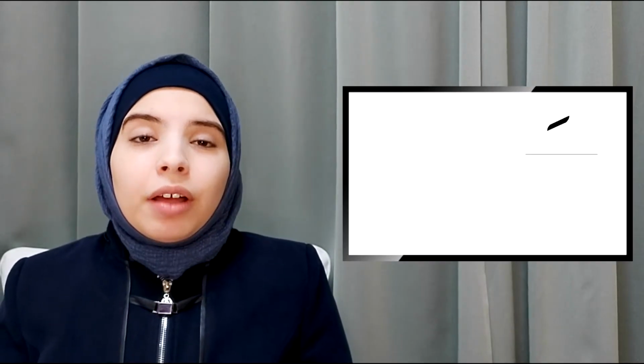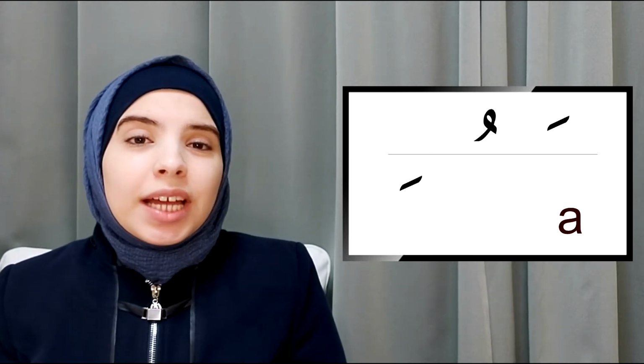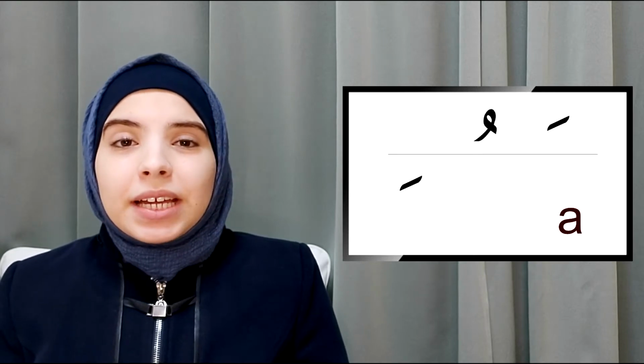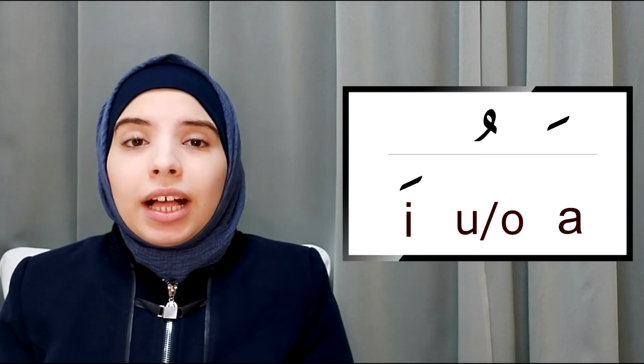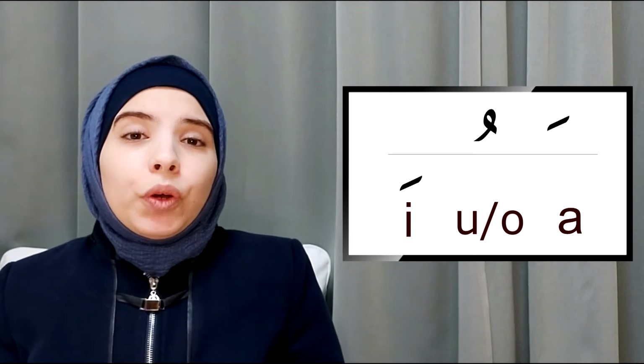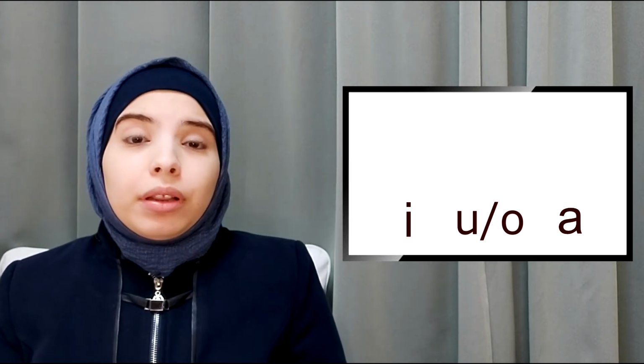We've learned 3 short vowels before: Fatha, Dhamma and Kasra. But you might be thinking that Fatha sounds like A, Dhamma sounds like U or O, and Kasra sounds like I. So what if we want to start a word with these sounds? For example, Ahmad. Ahmad is an Arabic name that starts with A. So how can we write this A in Arabic?